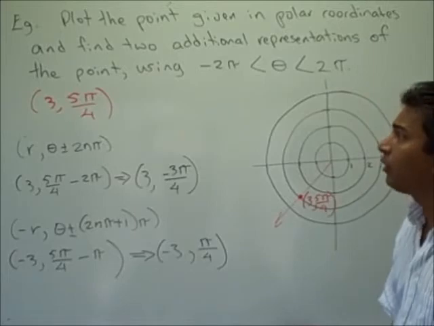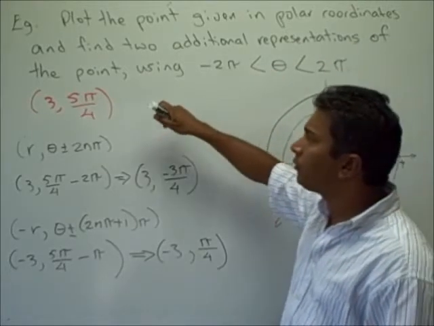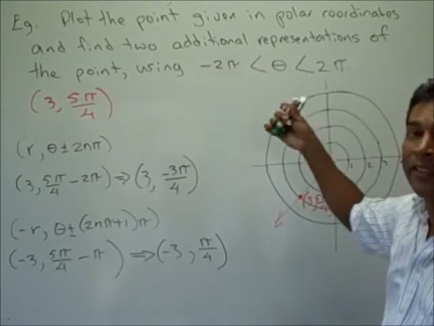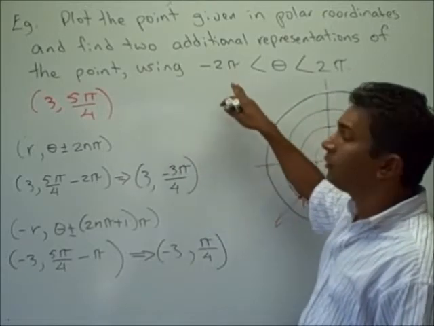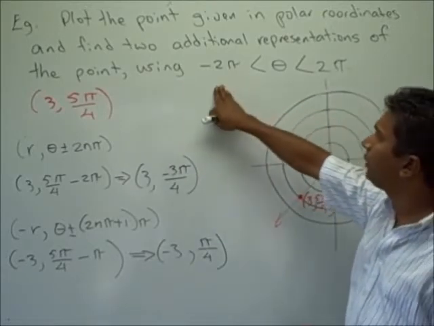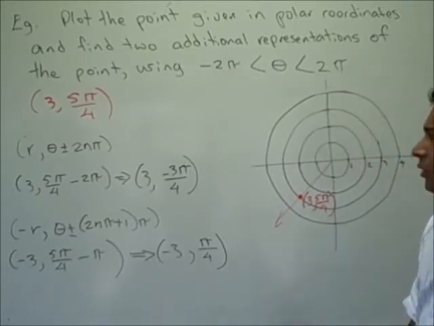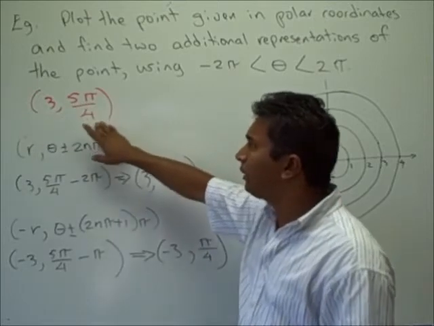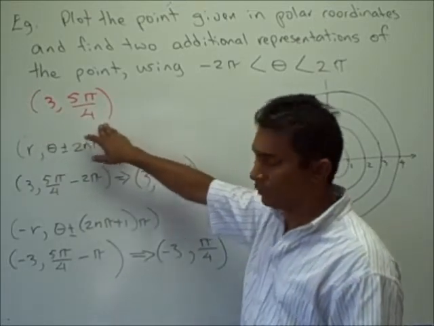In this example, we're going to plot a point given in polar coordinates. We're also going to find two additional representations of that same point. And our constraint is that the new point must be between negative 2 pi and 2 pi. So here is our original point, 3 and our angle is 5 pi over 4. So our radius is 3 and our angle is 5 pi over 4.